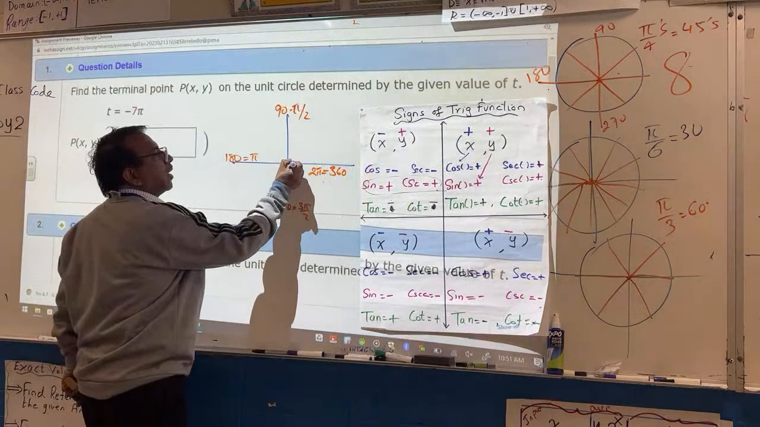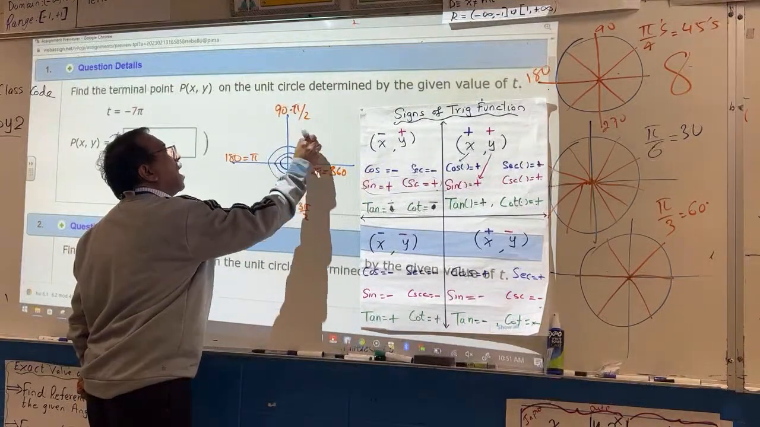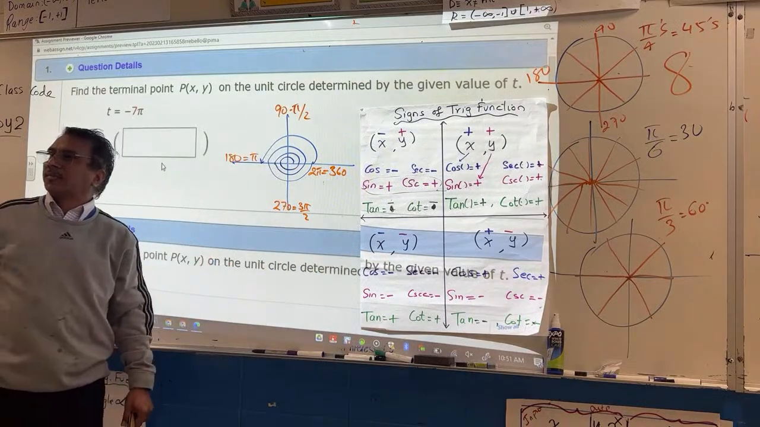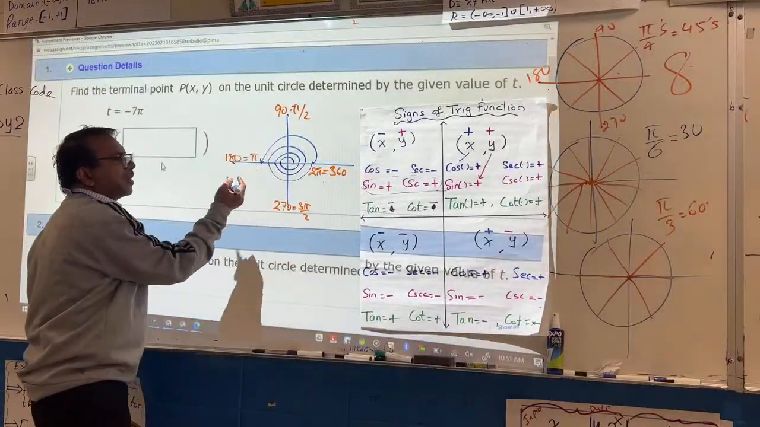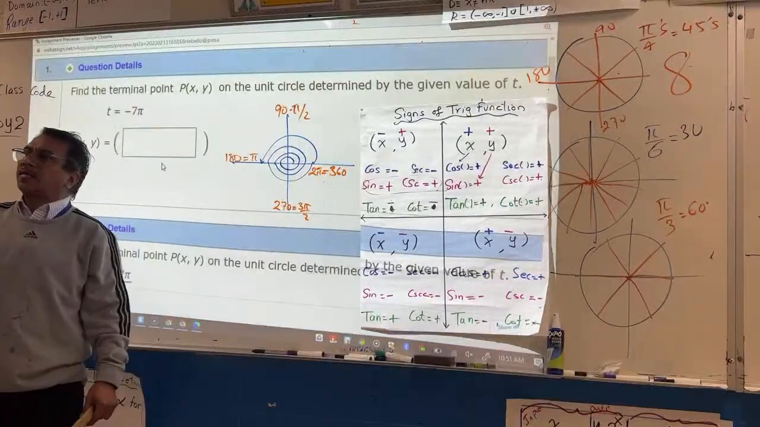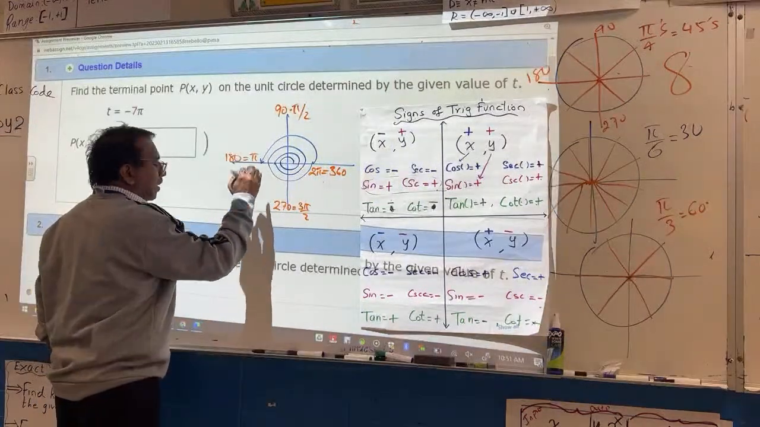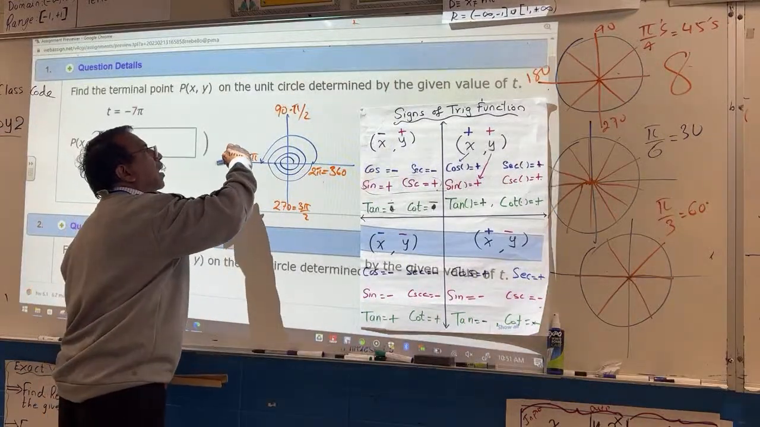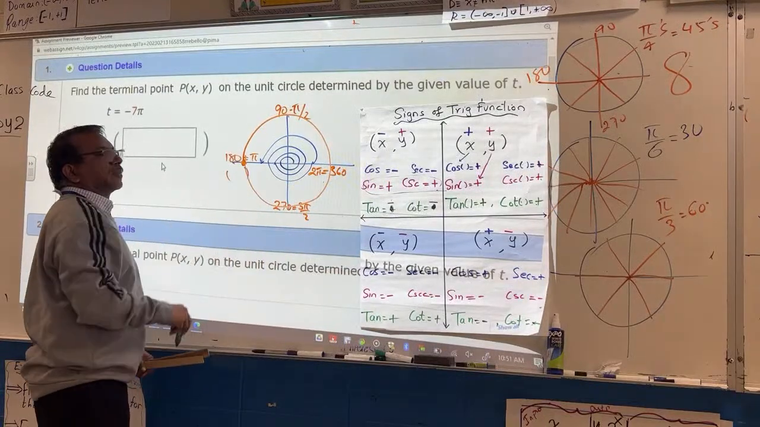So when you go, you go 1 pi, 2 pi, 3 pi, 4 pi, 5 pi, 6 pi, and 7 pi, right? And then you know the point. So when you have the unit circle, remember the radius is 1, right? So what are the coordinates there? If this is the unit circle, what are the coordinates here?